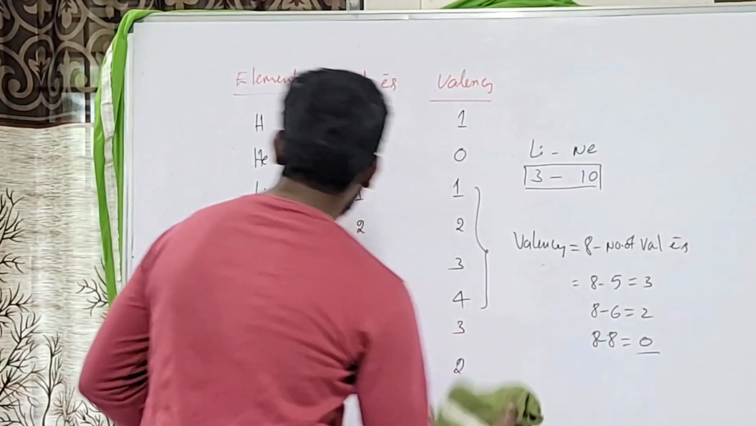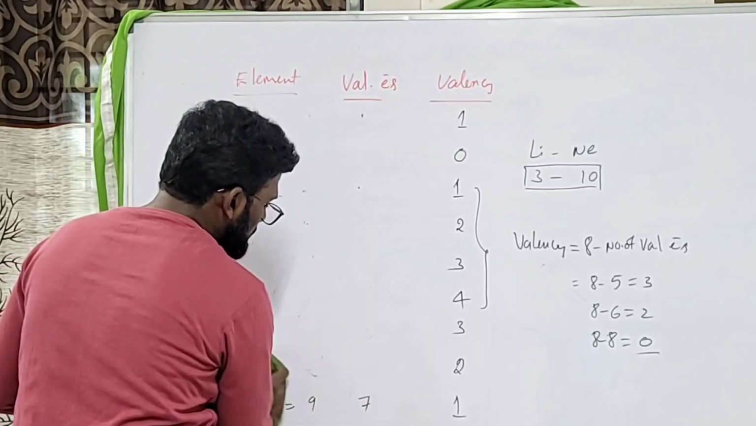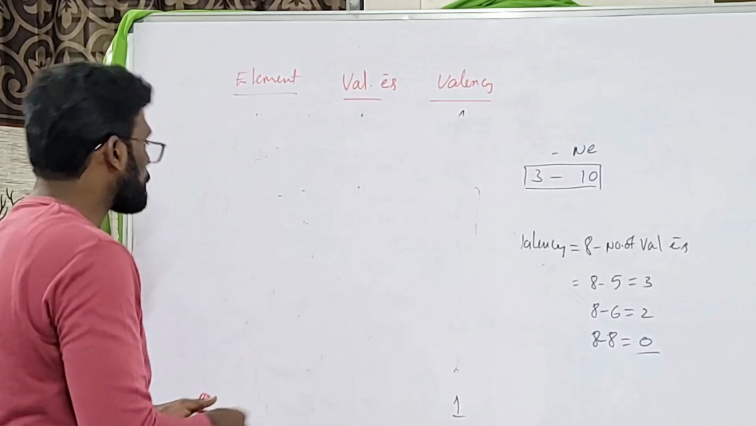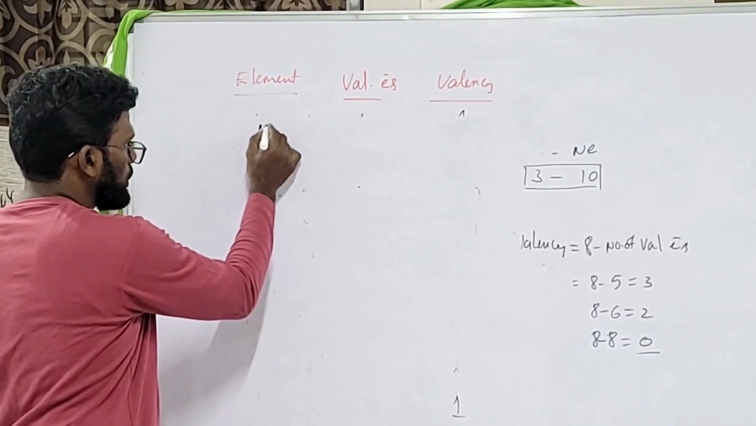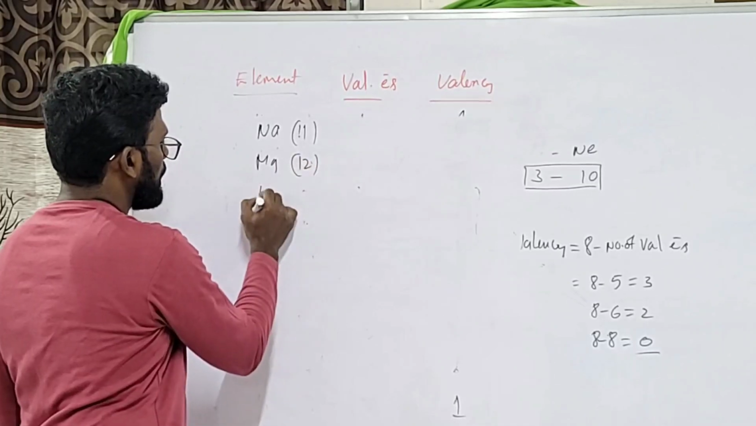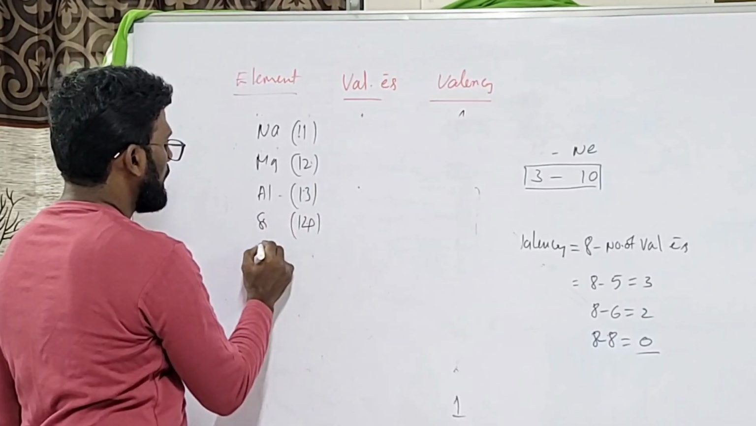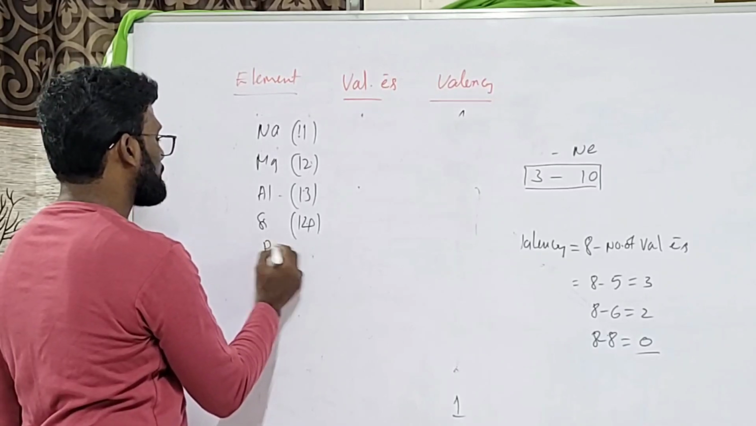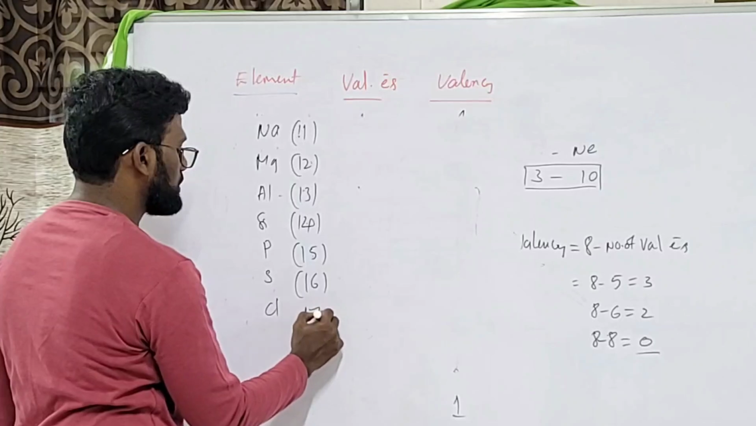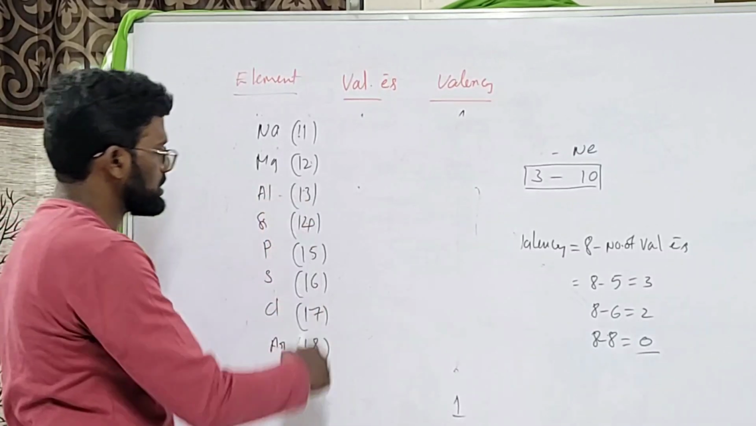Next, we'll discuss what happens if the atomic number of the element is more than 10. It's so easy, it's easier than this one. If the atomic number is more than 10, for example, sodium atomic number 11, magnesium 12, aluminium 13, silicon 14, phosphorus 15, sulfur 16, chlorine 17, argon 18. We'll see these 8 elements first.